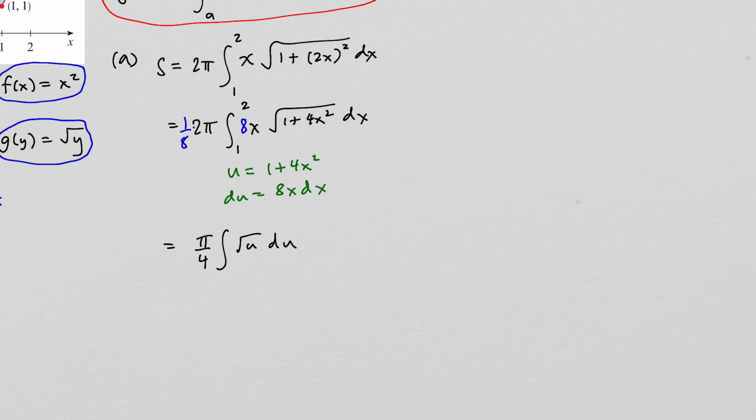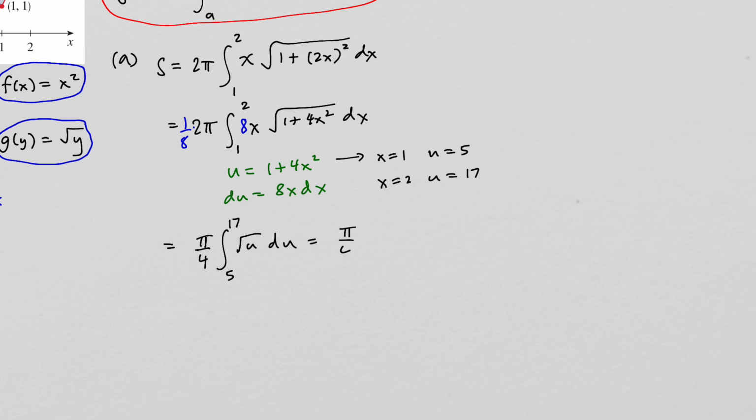And then we do need to change our limits. So when x is equal to 1, u is going to be 5. And when x is equal to 2, u is going to be 1 plus 4 times 2 squared, which is 17.